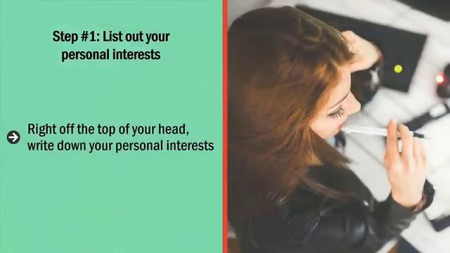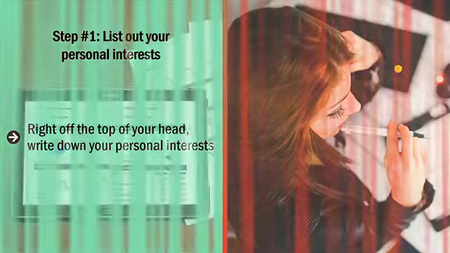Step 1, list out your personal interests. Right off the top of your head, write down your personal interests. These should be topics that you love talking about and are so interested in that you would talk about them even if you're not getting paid. Come up with a long list. As long as you're truly interested in these topics, write them down.